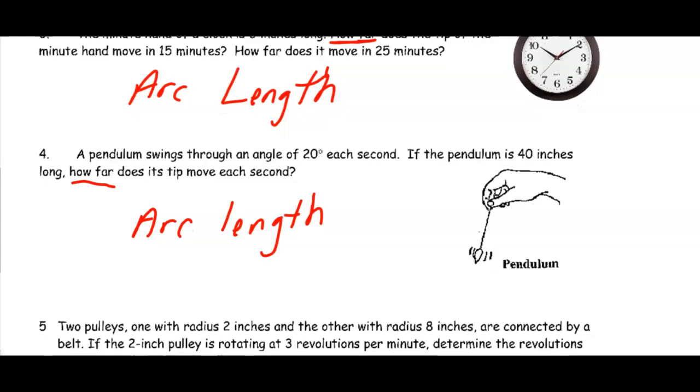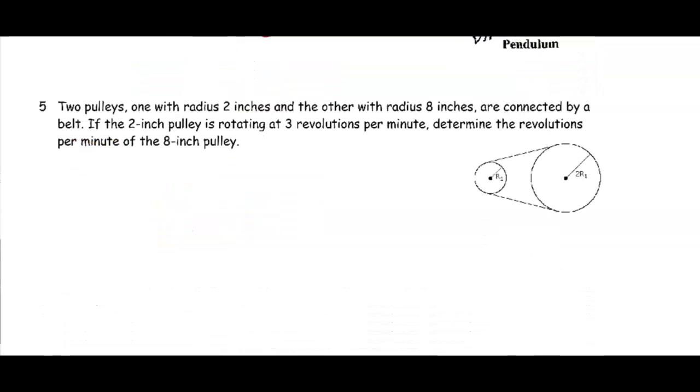And then number 5, so this is probably the hardest problem for today. We have these 2 pulleys. One of them has a radius of 2 inches and the other one has a radius of 8 inches. They are connected by a belt. If the 2-inch pulley is rotating at 3 revolutions per minute, determine the revolutions. So we're going to be looking for the revolutions of the 8-inch pulley. So we want to know the number of revolutions that this one is going to make.